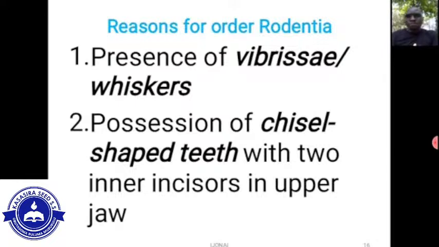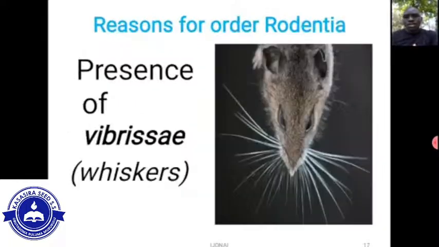And then they also possess chisel-shaped teeth. These are partially the incisor teeth, which are chisel-shaped, with the two inner incisors on the upper jaw. So those are the distinguishing characteristics of the rodents.